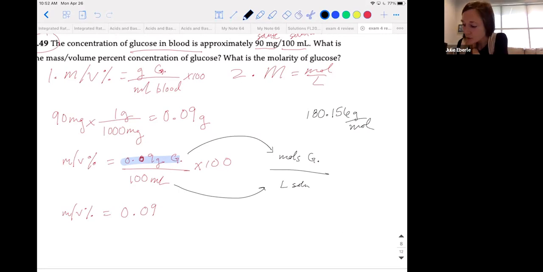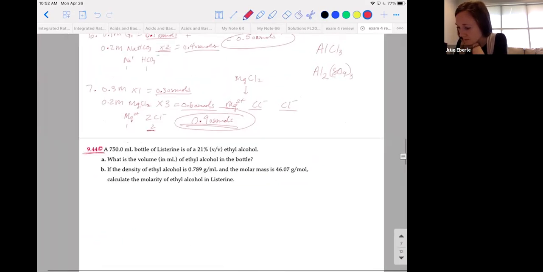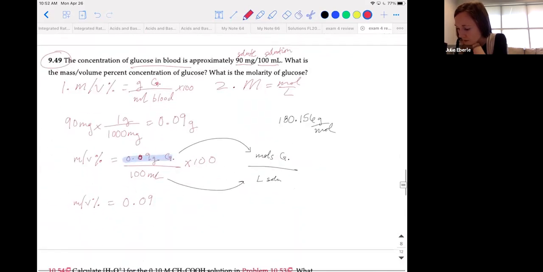Anybody get number of moles? So you should have done 0.09 grams for every 180.156 grams. That's 1 mole of glucose. And then milliliters, we've got 100 milliliters. And for every 1,000 milliliters, that's 1 liter. So that is equal to 0.1 liters.